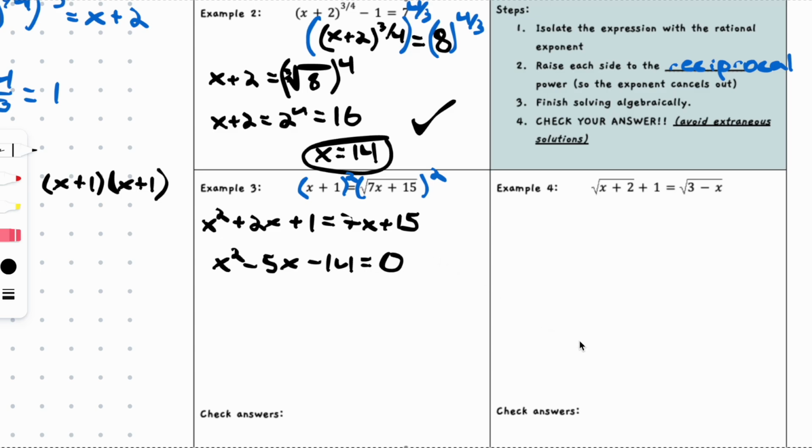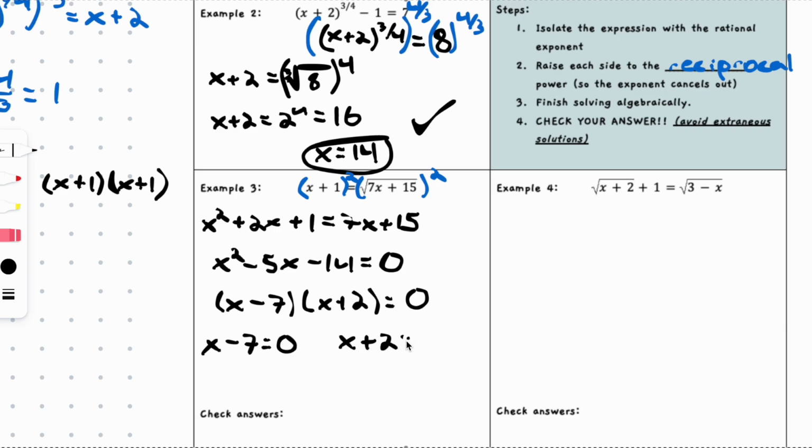At this point, we want to factor our quadratic. So we think of numbers that multiply to negative 14 and add to negative 5. And so we know that negative 7 times positive 2 multiplies to negative 14 and adds to negative 5. So we get x minus 7 times x plus 2, and that equals 0. Since that equals 0, we say x minus 7 equals 0 and x plus 2 equals 0, because we want each of these parentheses to be equal to 0. We get x equals 7 and x equals negative 2.